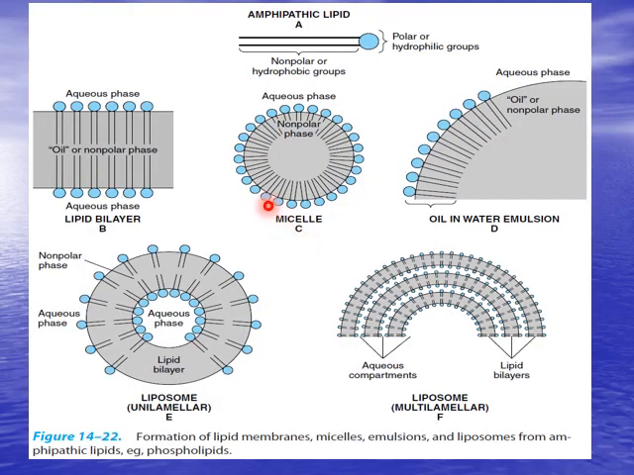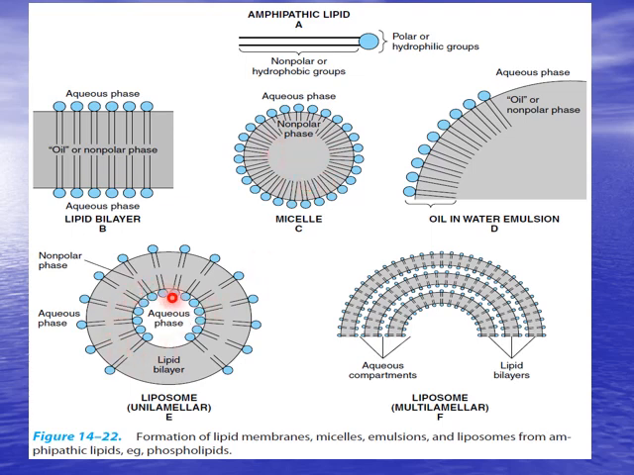This diagram shows the different types of structures formed by the amphipathic phospholipid molecules. This is the lipid bilayer structure I have already described. This is the micelle, which is a spherical structure formed by aggregation of the amphipathic phospholipid molecules, where there is a nonpolar phase and an aqueous phase. This helps in digestion of fats and fat-soluble vitamins.